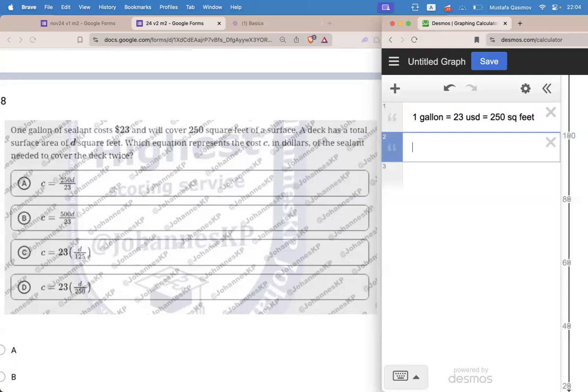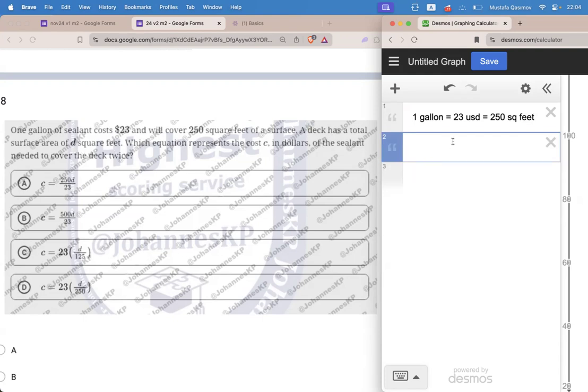1 gallon of sealant costs $23. Let's write 1 gallon is equal to 23. Answer is C for that one. Clear. It's just proportion. You have to use proportion.